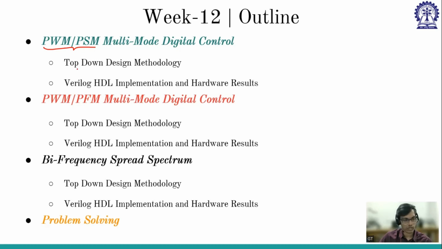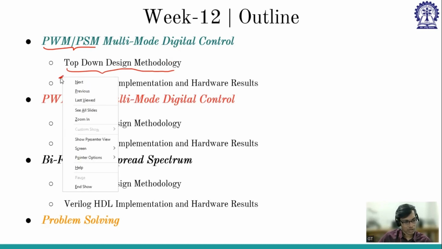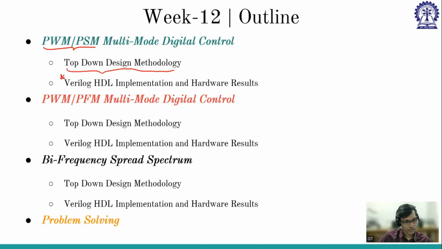And how to implement it. First, as we did in the earlier sessions, we'll go to the top-down design methodology, the block diagram, and then see what internal blocks are to be implemented, how it is different from the previous control techniques, and what additional blocks are needed. We'll only discuss the additional blocks because the other blocks were already discussed in the previous session. Then we'll see the Verilog HDL implementation, followed by a few hardware results.